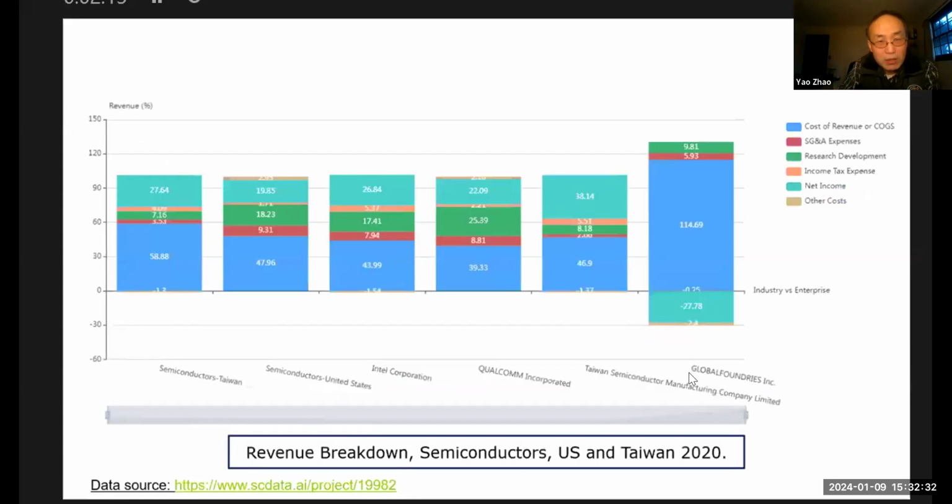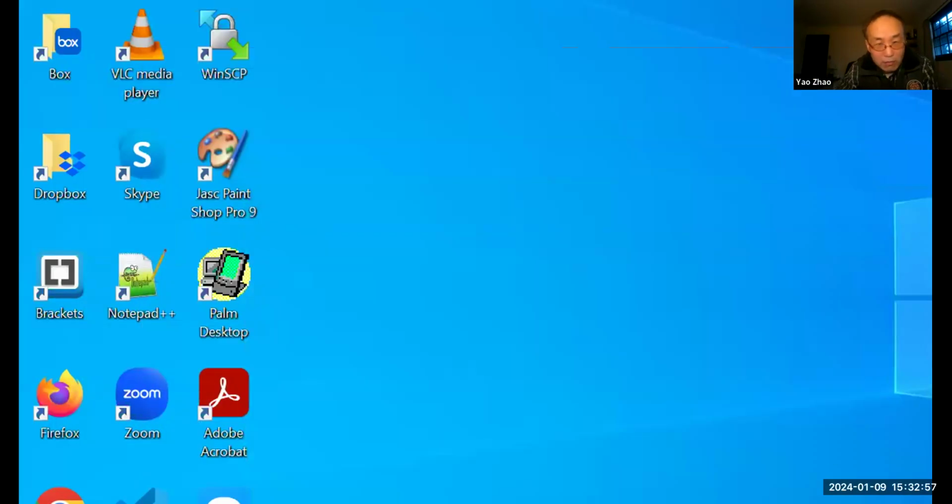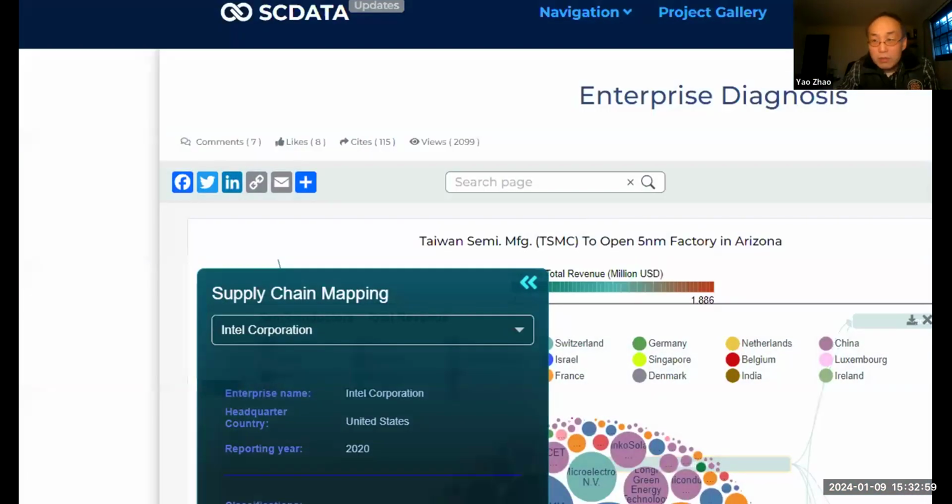Now we can take a closer look. This can be better illustrated by a revenue breakdown. For example, I compare US semiconductors with Taiwan semiconductors side by side. To your left, the two bars. I think here it's better to just click on this. It's better to illustrate with an interactive graph. So let me just come over here.